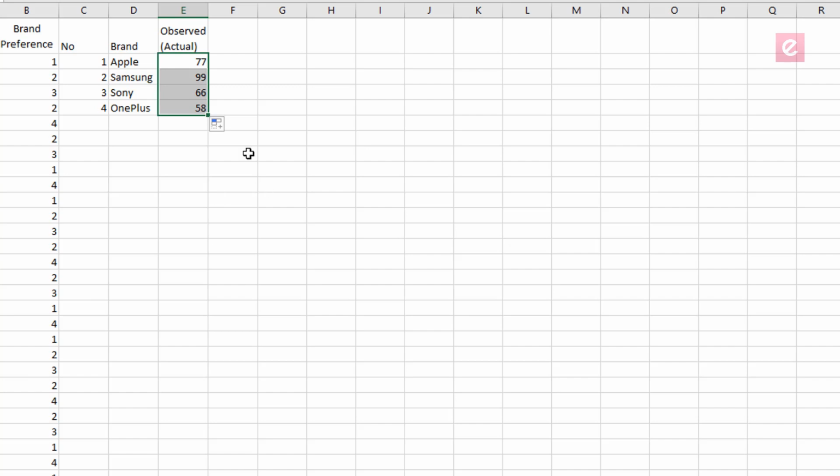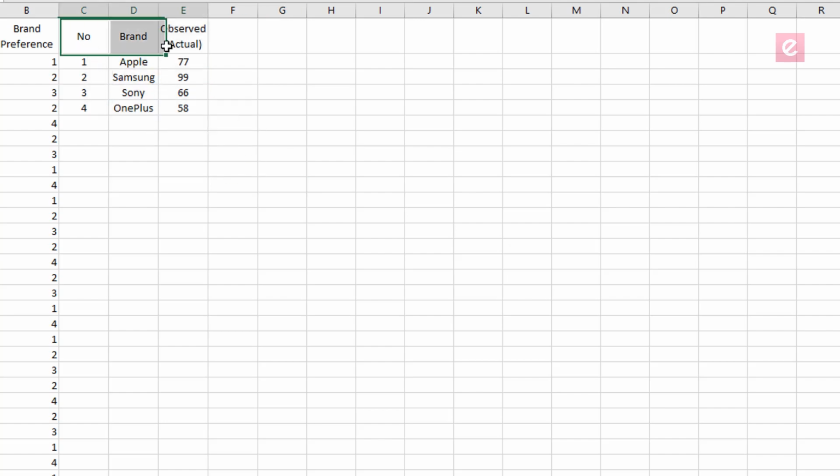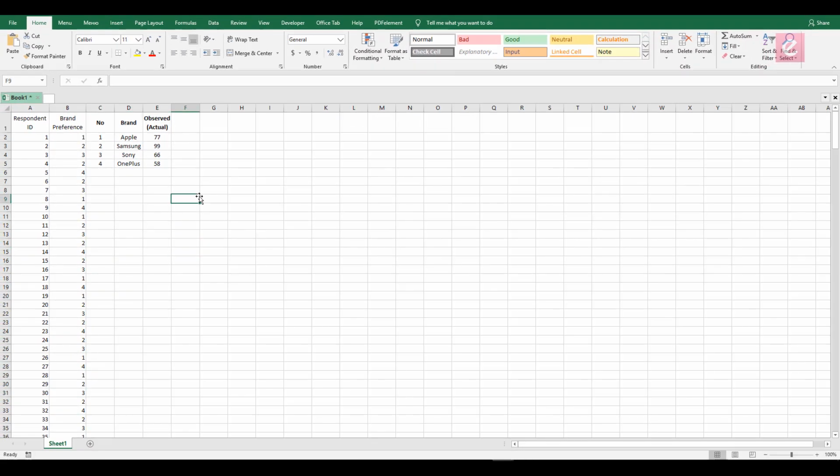77 people prefer Apple, 99 people prefer Samsung, 66 people prefer Sony, and 58 people prefer OnePlus. Now we need to check the equation of the chi-square test. Here is the equation of the chi-square test: sigma, k equal to 1, (O minus E) whole square divided by E.